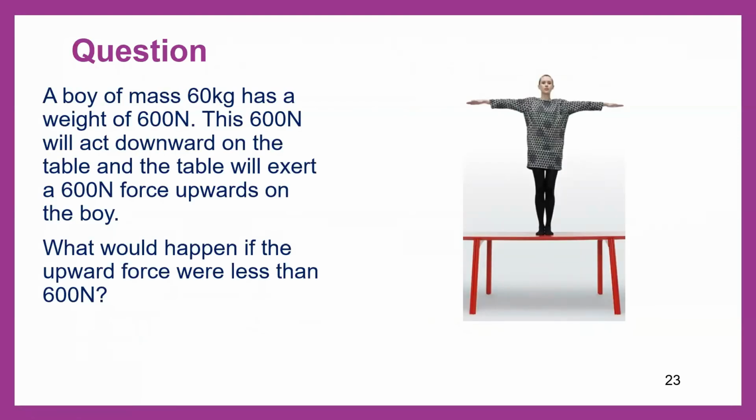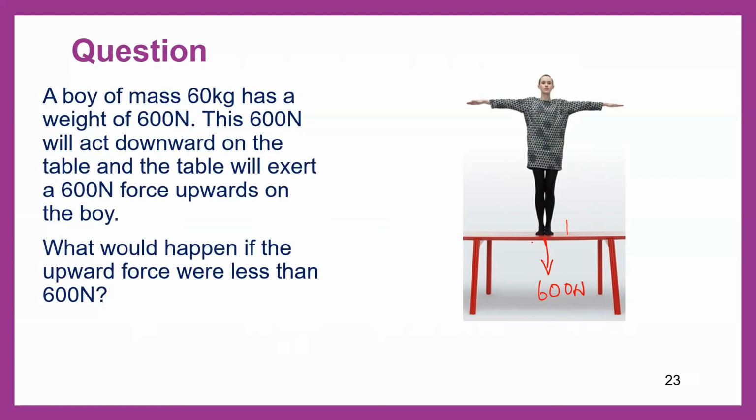A boy of mass 60 kg has a weight of 600 newtons. This 600 newtons will act downwards on the table, and the table will exert a 600 newton force upward on the boy. What would happen if the upward force were less than 600 newtons? So the weight here is 600 newtons. If the reaction force of the table cannot apply a force equal to 600 newtons, there is a possibility the table might collapse, okay? So it might break from the middle.